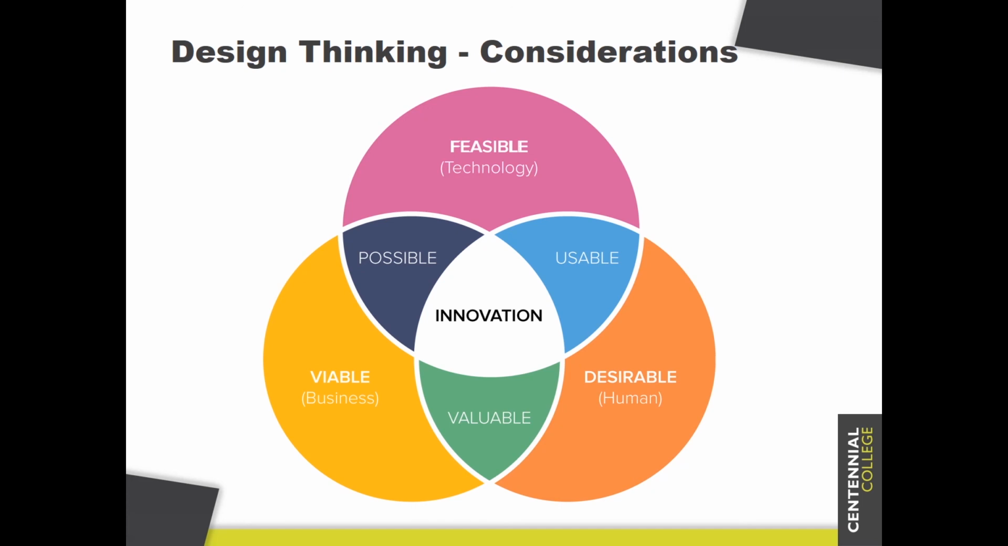Lastly, if it's viable and desirable, that's something that's valuable to the particular company that's supporting you, and valuable to the human side of things, the people you're trying to help. The intersection of all three of these is our area of innovation. In this area of innovation, it's feasible, it's viable, and it's desirable. And at this point, we've got real innovation.